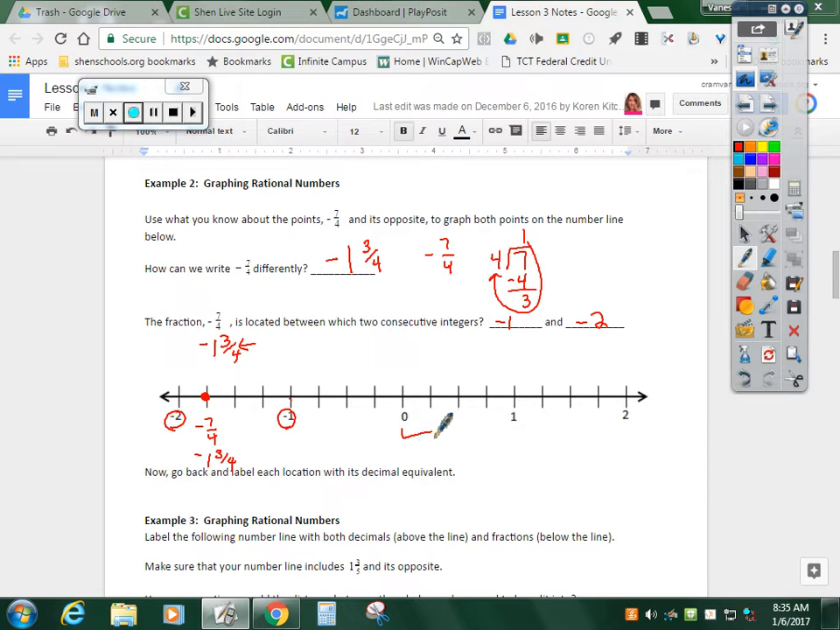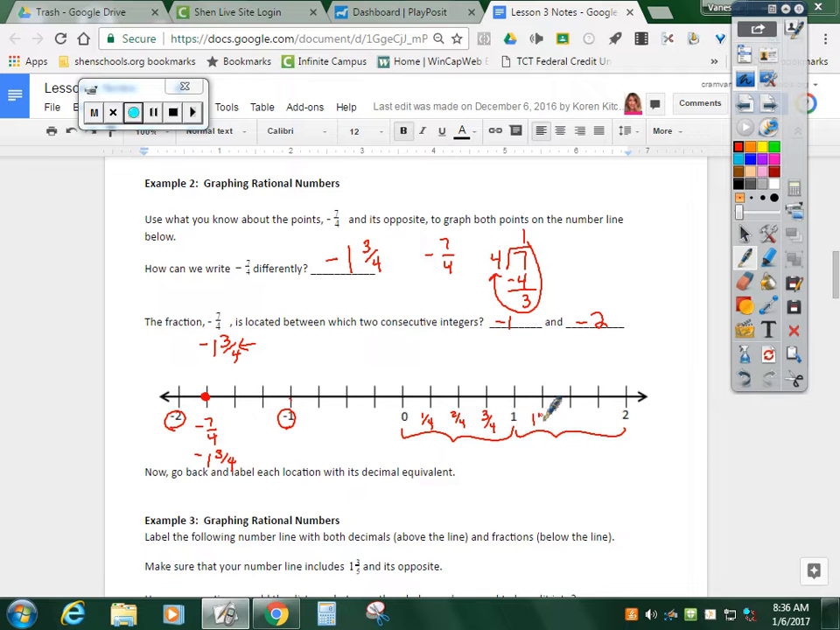Count how many pieces make a whole. There are 1, 2, 3, 4 sections that make a whole. So this is 1 out of 4 pieces, 2 out of 4 pieces, 3 out of 4 pieces. This one also has 1, 2, 3, 4 pieces that make a whole.